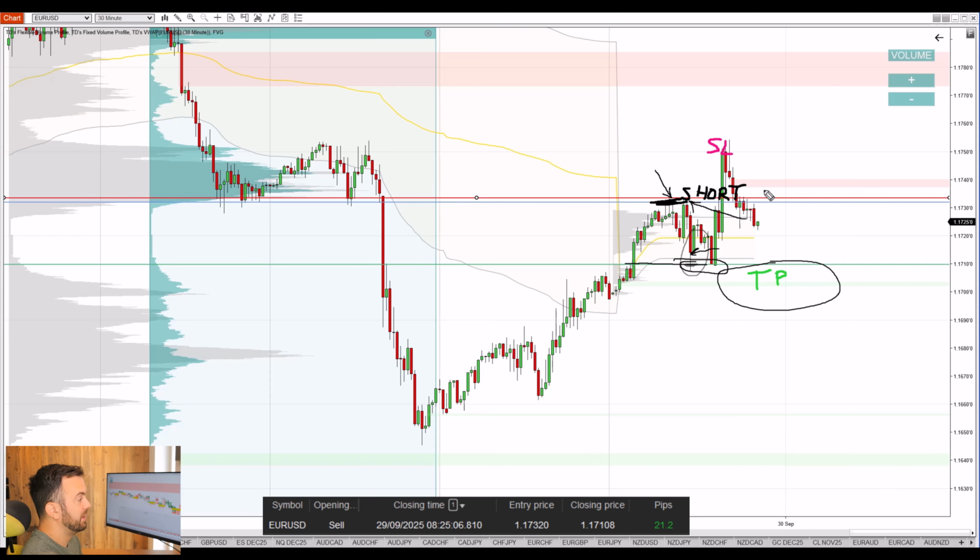And I really want you to know that it's not just about the trade entries. I know the trade entries are sexy, people like to talk about trade entries, but take profit and stop loss placement are of the same importance.